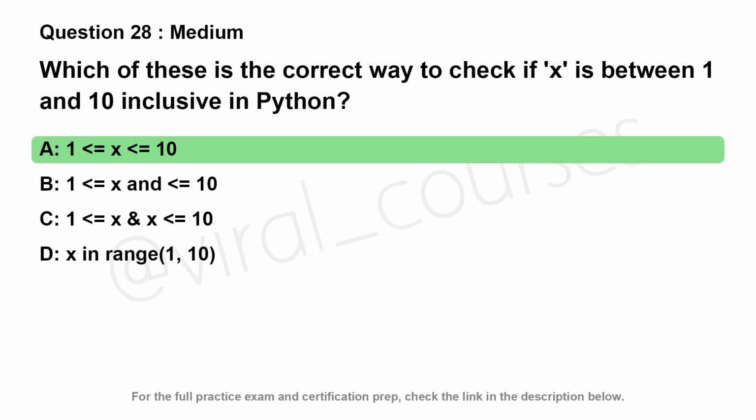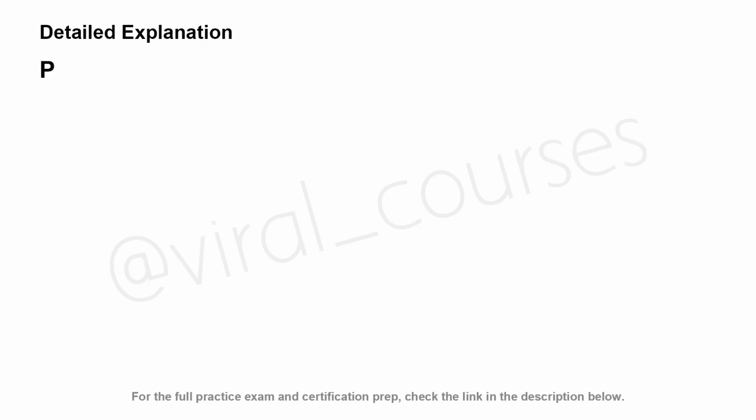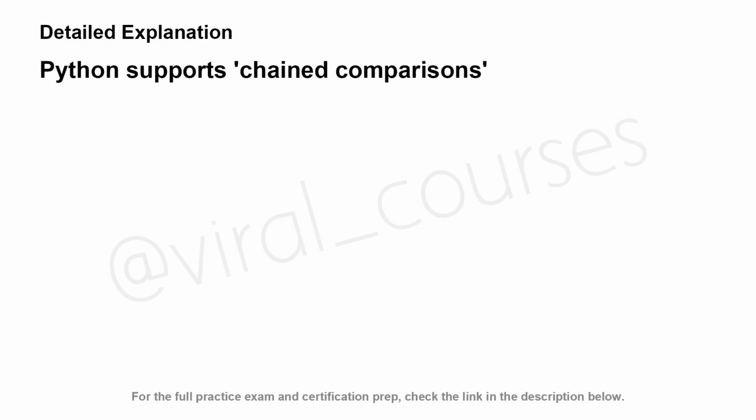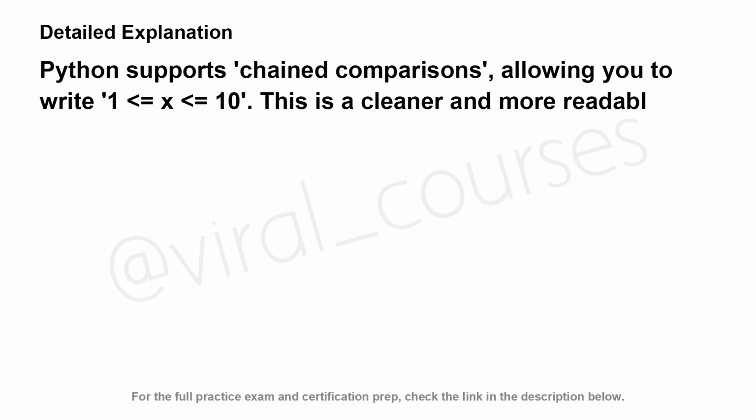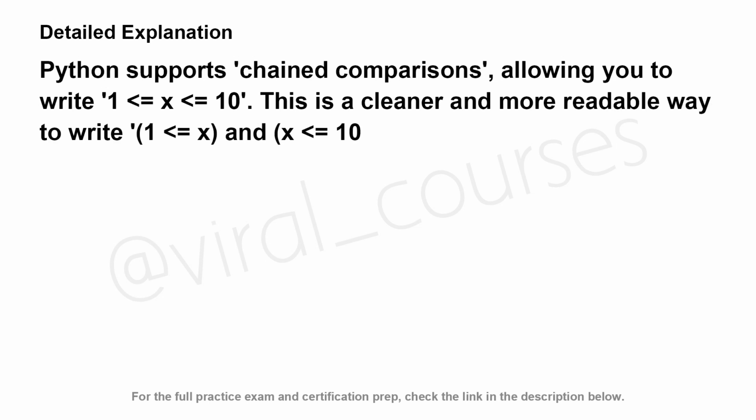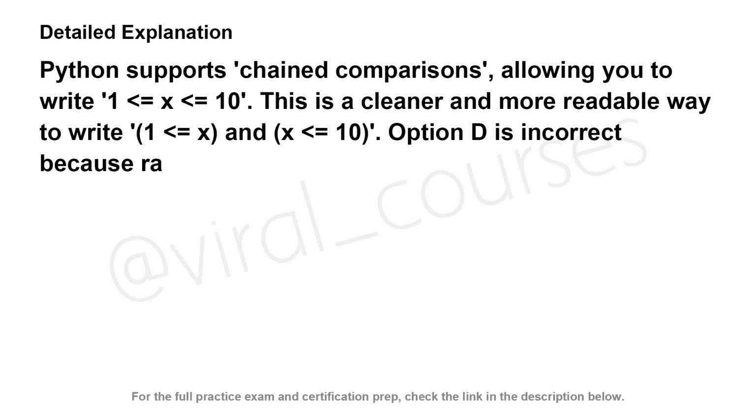The correct answer is A. Python supports chained comparisons, allowing you to write 1 <= x <= 10. This is a cleaner and more readable way to write 1 <= x and x <= 10. Option D is incorrect because range(1, 10) excludes 10.